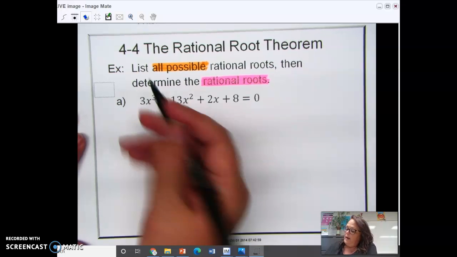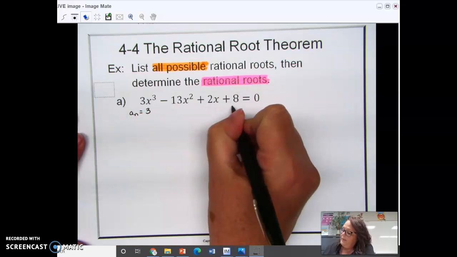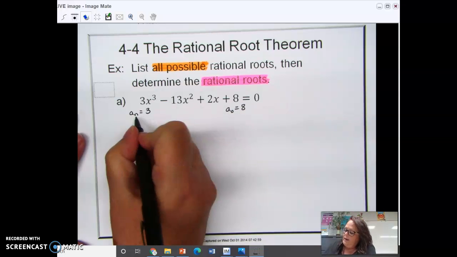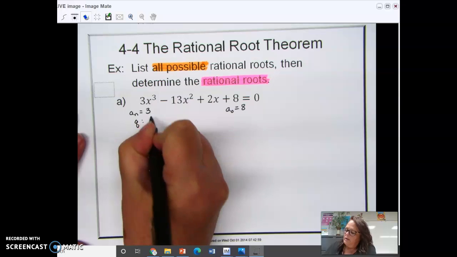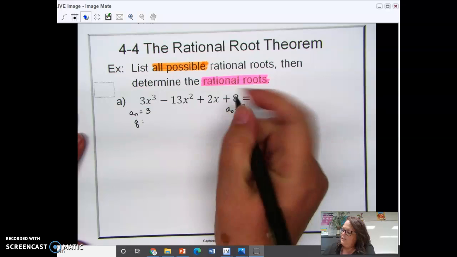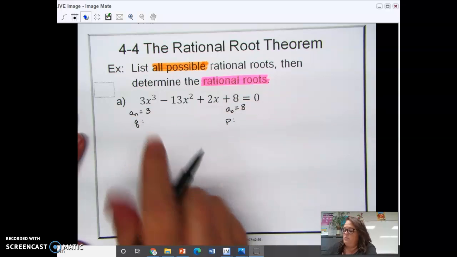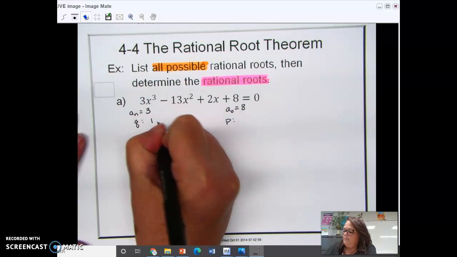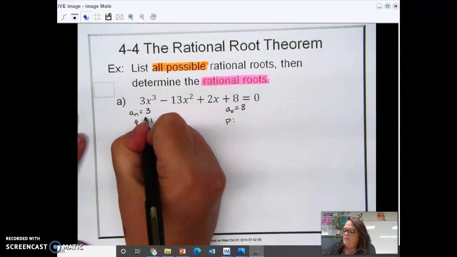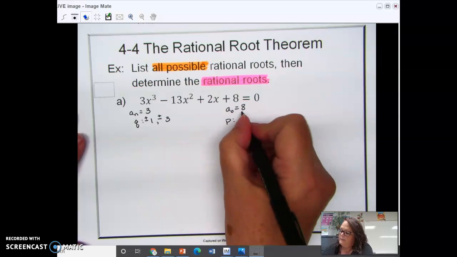Okay, so recognize that my leading coefficient that we'll call a sub n is equal to 3, and that my constant we'll call a sub 0 is equal to 8. So that means that the list for q is going to be all the factors of 3, and the list for p is going to be all the factors of 8. So the numbers that I can multiply to get 3 are 1 and 3. But remember, we're talking about integers or rational numbers, so we could have negatives as well. So recognize it's plus or minus 1 and plus or minus 3.